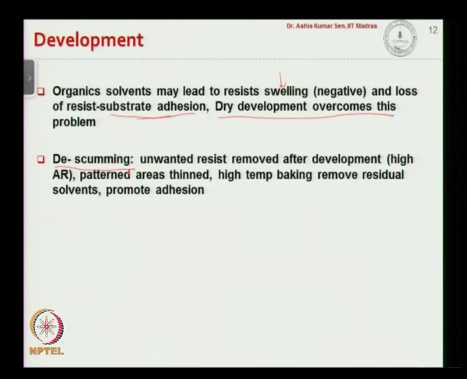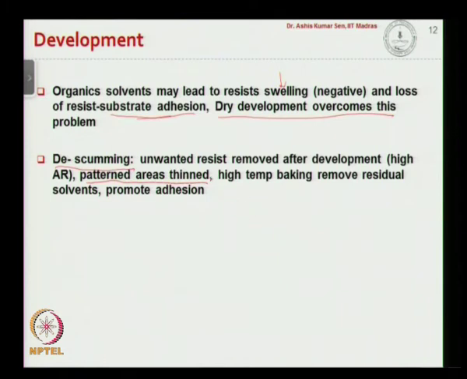And descumming is the process of removal of such unwanted photoresist. But the downside of descumming is that you would be etching the entire surface of the wafer more. So the patterned areas are also going to be thinned. You are removing the unwanted resist layer, and at the same time the already patterned layer is going to be thinned in that way.